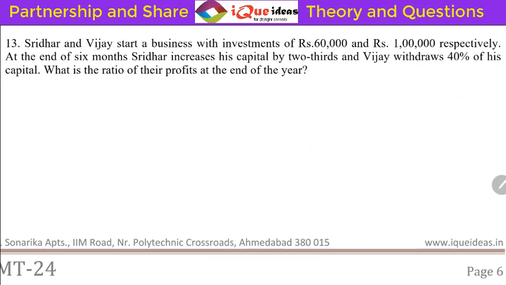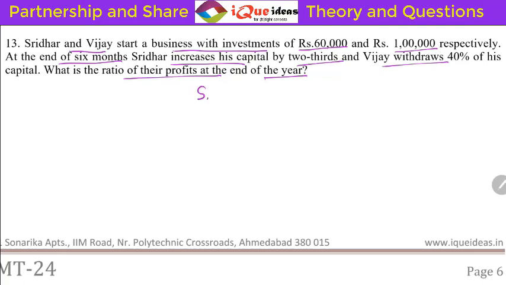Now this question says, Sridhar and Vijay start a business with an investment of 60,000 and 1 lakh rupees respectively. At the end of 6 months, Sridhar increases his capital by 2/3 and Vijay withdraws 40% of the capital. Correct. What is the ratio of the profit at the end of the year? Now here, even the investment is not constant for the entire period. For some period, it is a different investment and for the remaining period, it is a different investment.